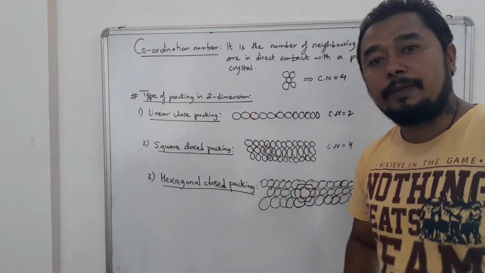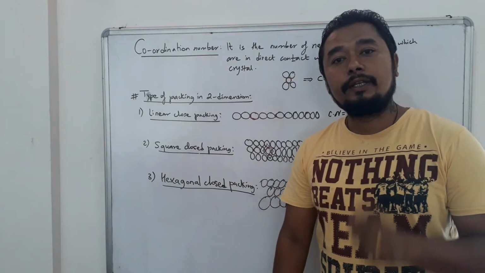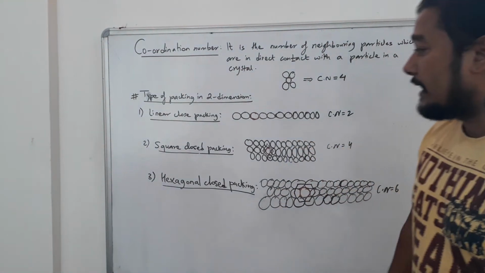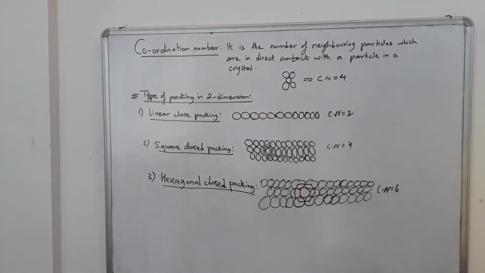You don't have to learn these pictures. Just remember the value of coordination number. So in 2 dimension, linear close packing has coordination number 2, square close packing has coordination number 4, and hexagonal close packing has coordination number 6. Students, if you want, you can take a screenshot of this for your future reference.